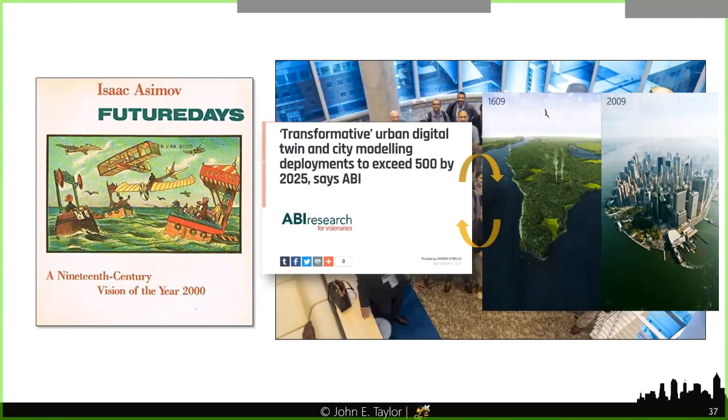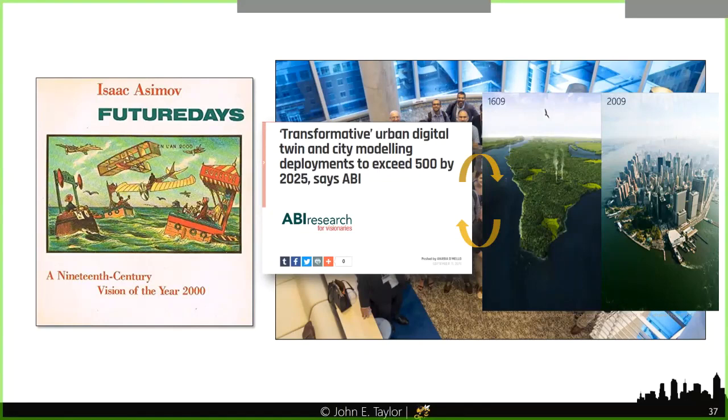If the UN is right and people are going to move into cities at the rates that they're describing, and it's only been a couple years since the number of people living in cities exceeded the number living outside of cities for the first time in history. So the trend is definitely occurring.